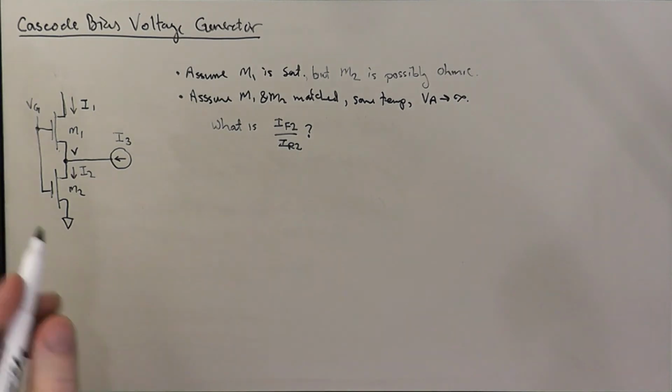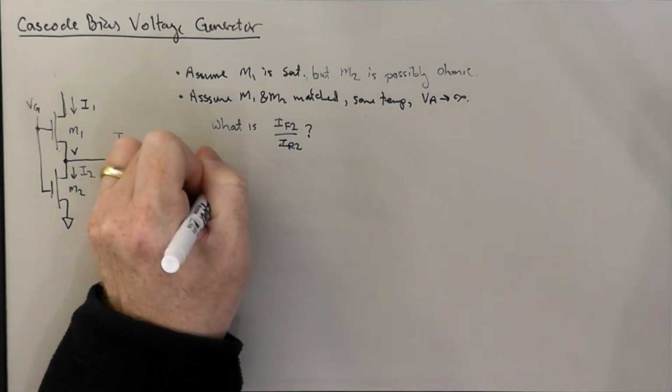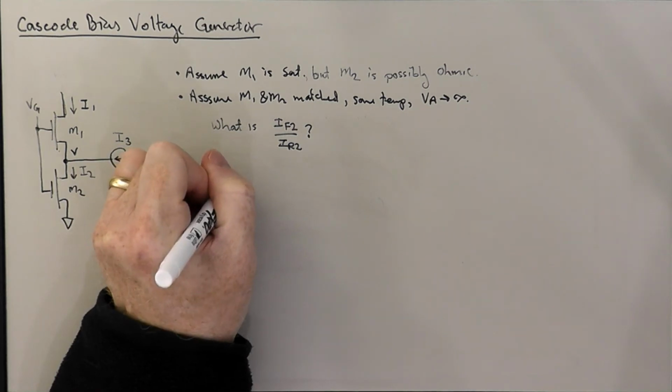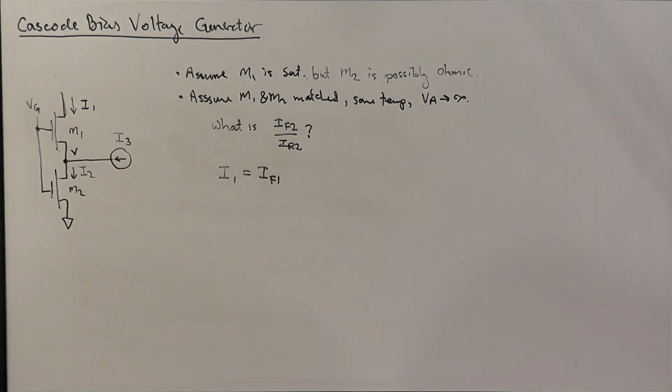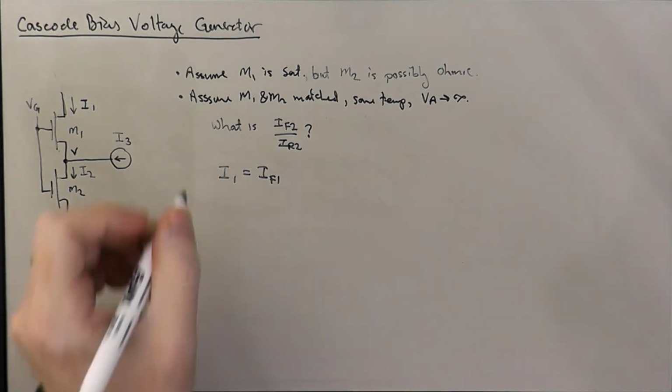Okay, so we said that M1 is saturated, so we know that I1 is basically equal to IF1. Okay? M1 is saturated, so I1 is equal to IF1. So, M1 sat.